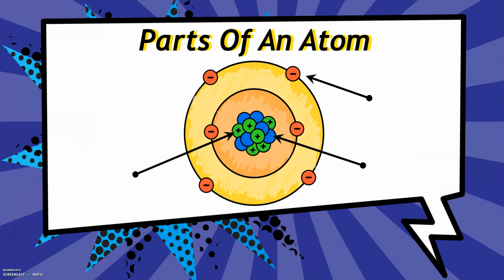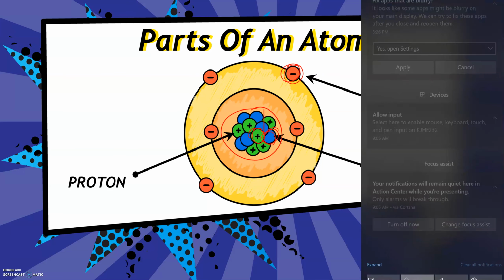So here are the parts again. The plus signs are the protons, and these blue ones with no charge are the neutrons. And then we've got the electrons orbiting around. And this is where the mass comes from. So there we go: proton, neutron, electron.